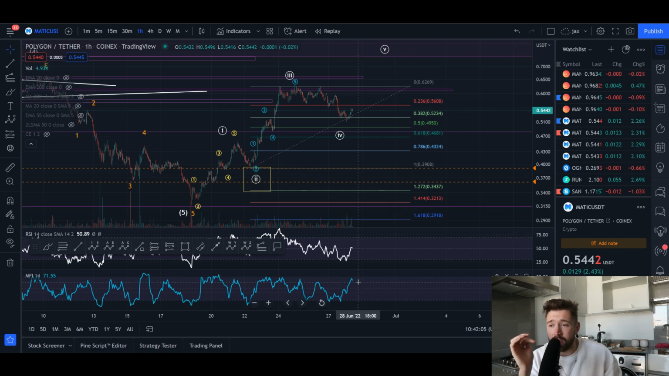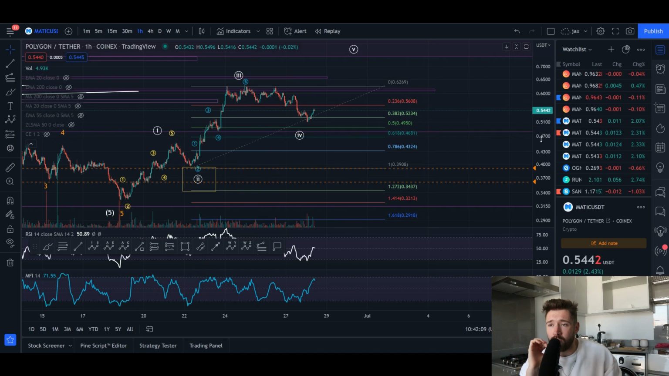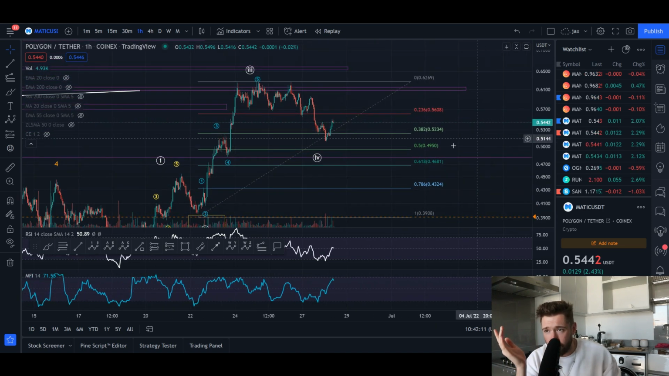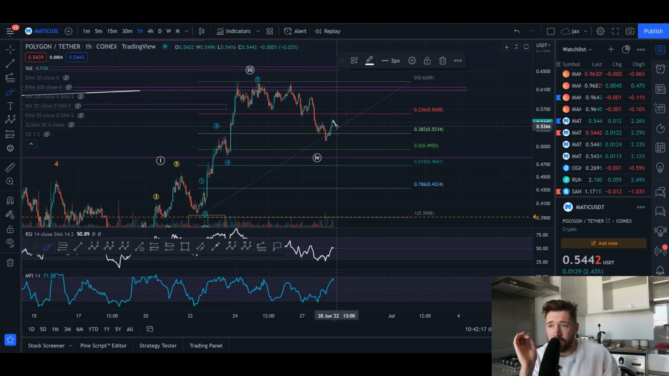Now we can see on the hourly, the money flow has come back up to the top section. So do keep an eye on that. What the bulls want to see for Matic is continuation to the upside. We've just broken out of a double bottom. So if we see a little bit of a backtest and then push up to the upside, it looks like we'll be creating that wave 5.